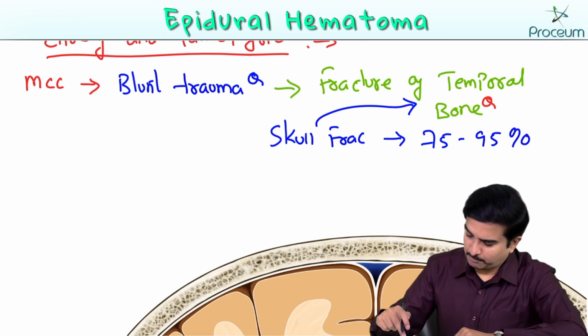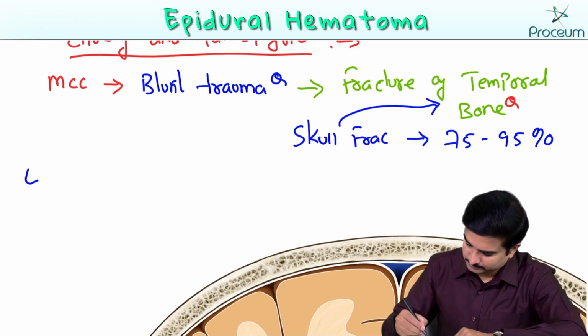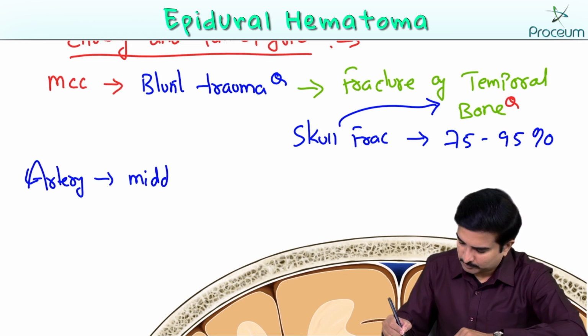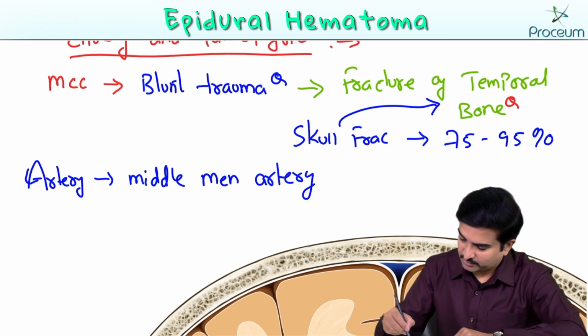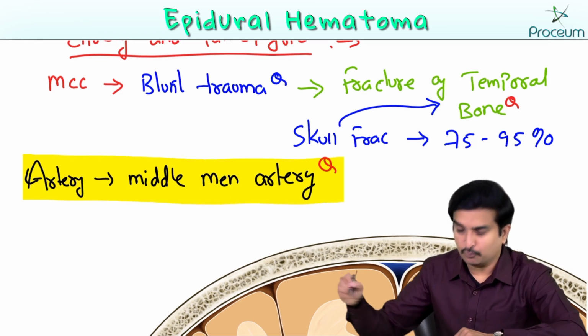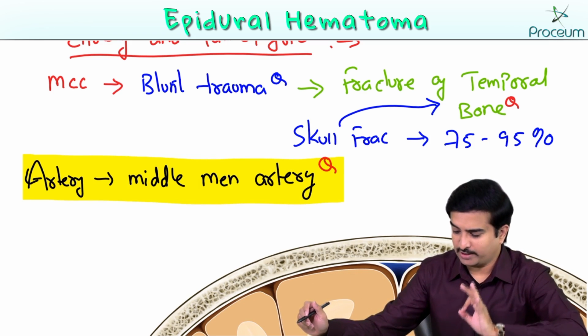So it is a very important point for us to write: artery. What is the artery involved? Middle meningeal artery. This is a very important point, guys. The middle meningeal artery is involved, and it is the one which is going to get ruptured.